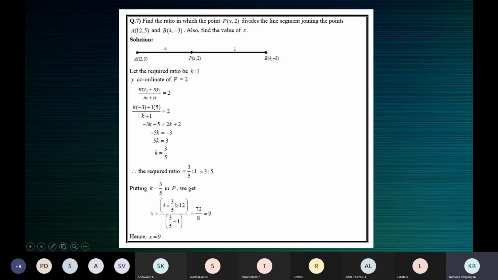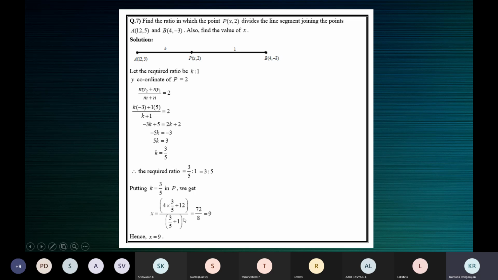I think below here, I don't know why. Okay, this part I need to correct, but how do we, now you tell me, how do we find the x coordinate of P? Now you know the ratio is 3:5. How do you find the x coordinate? The ratio we found is 3:5, right? So mx2, 3 into 4 plus nx1, 1 into 12 by m plus n, 3 plus 5.